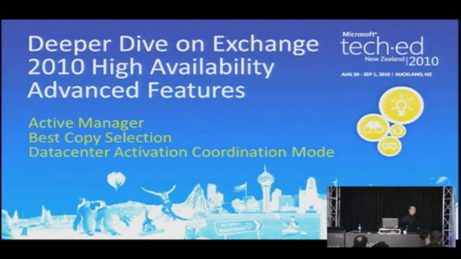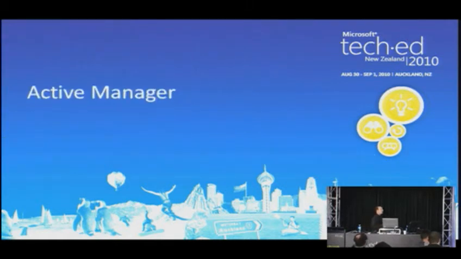So we're going to talk about some more advanced features. We're going to talk about Active Manager. We'll talk about this process we have called best copy selection, and then we'll talk about DAC mode. I shorten the name, DAC mode now. Okay, let's talk about Active Manager.